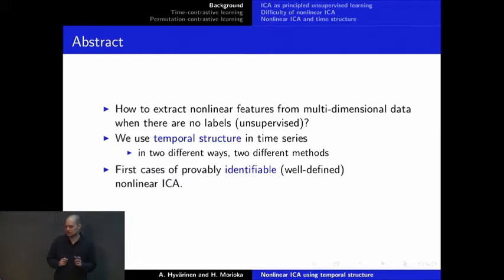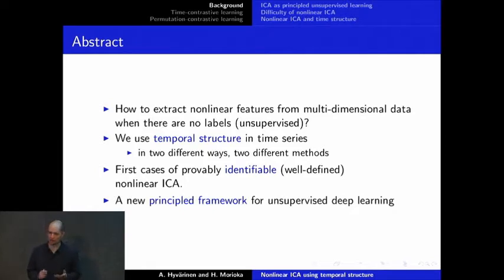Although these methods are initially motivated completely heuristically, the main point here is to show that these two methods actually provide two classes of nonlinear ICA methods which estimate nonlinear ICA in a specified sense, and thus what we also have is two definitions of nonlinear ICA which are provably identifiable. I will define that term a bit later. So thus we get a new principled framework for unsupervised deep learning in the sense that we can actually prove that we get what we wanted in the first place.